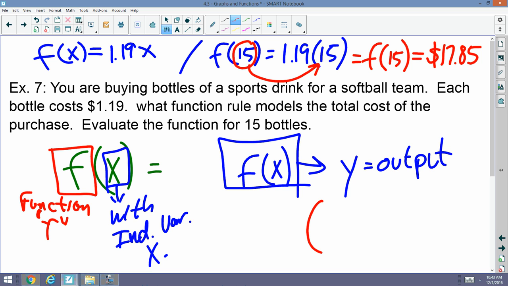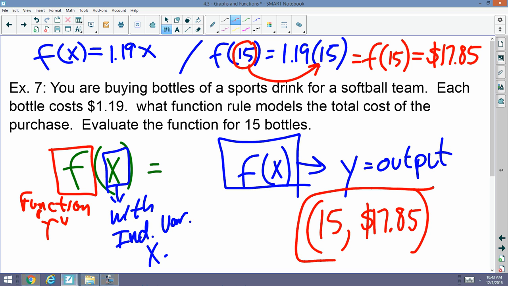Why do you guys think I keep telling you what's the ordered pair here? What's the ordered pair here? When x is 15, what's my f of x? So when x is 15, my total cost, which is my y, which is my f of x, is $17.85. This is huge, guys. Are you seeing this? Okay. May I continue?